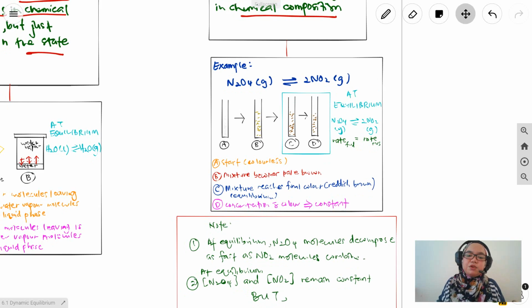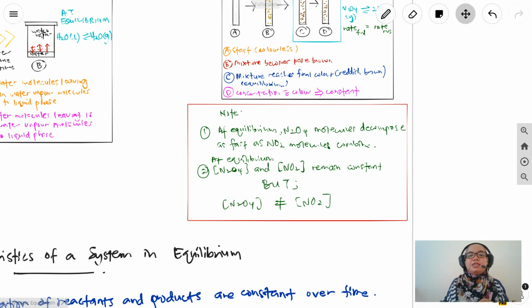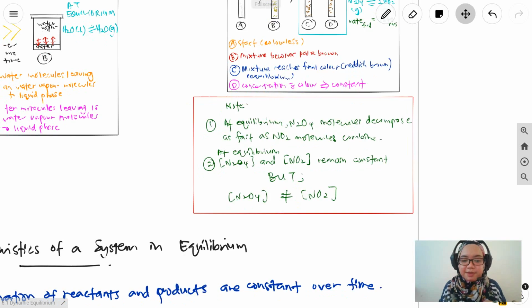Okay, some note here. We can say that at equilibrium, the N2O4 molecules decompose as fast as NO2 molecules combine. So at equilibrium also, the concentration of N2O4 and the concentration of NO2 remain constant, but bear in mind that their concentration is not the same.